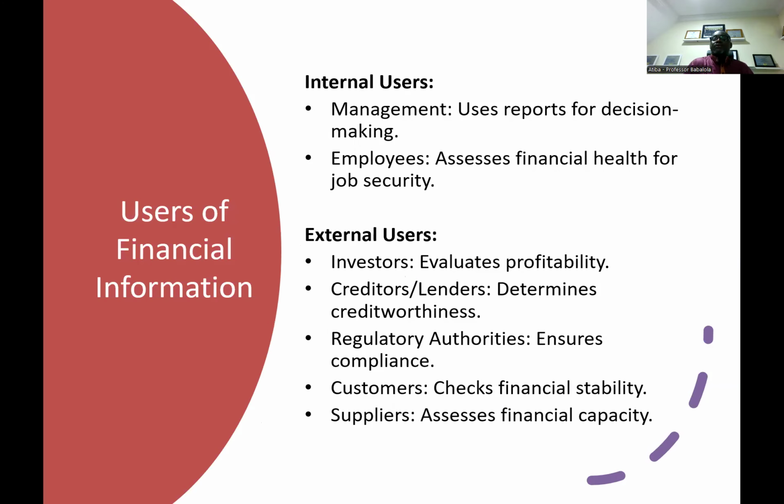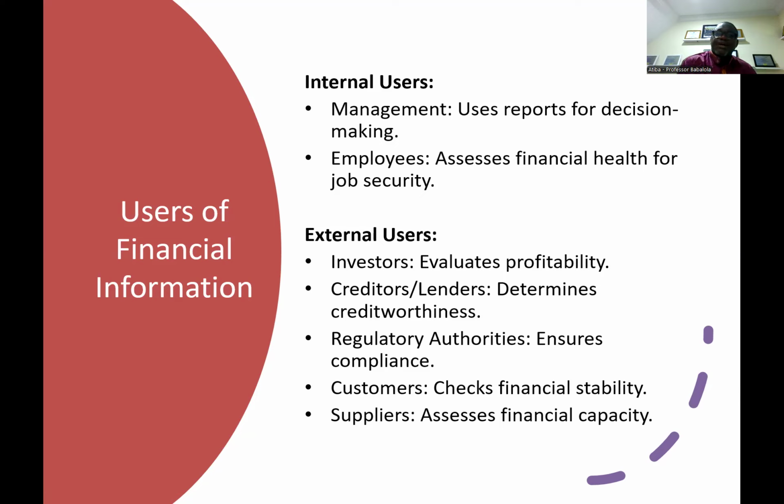So we'll quickly look at the users of financial information. For the purpose of this class, we're going to divide them into two. We have the internal users and the external users. The internal users are typically people within the organization, while the external users are those outside the organization. In every hospitality and tourism outfit, the internal users are basically the management, who use the report for decision making, and also employees, who assess the financial health for job security.